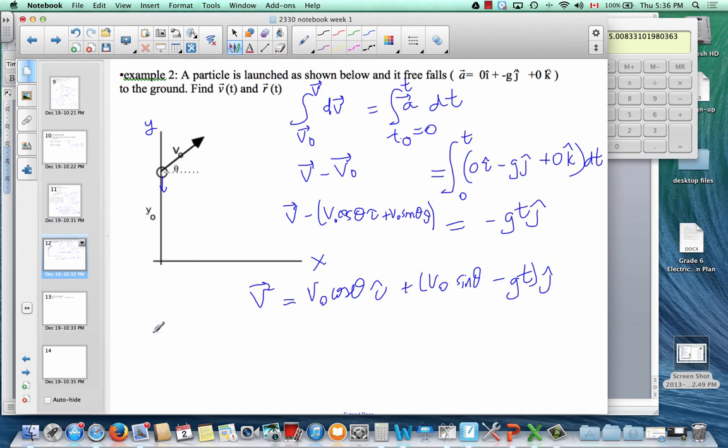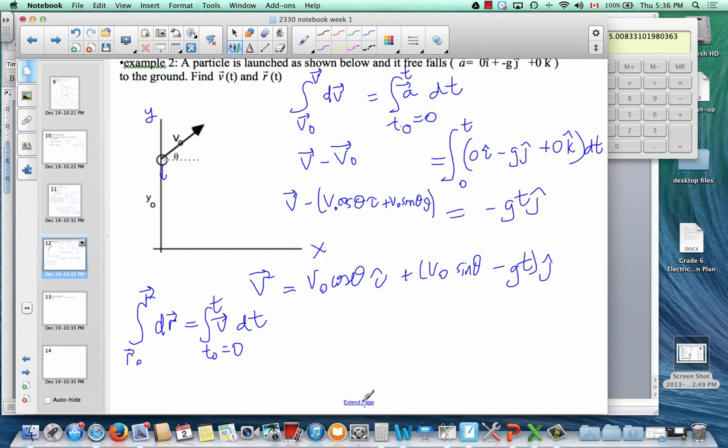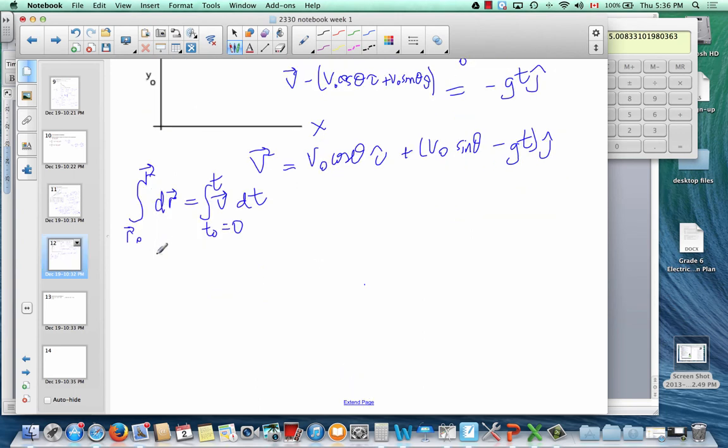Now, we can integrate one more time because dr is v dt, and we can integrate from our initial time, which is 0. And this side, this is an r integral, so we're going to integrate from our initial position to our final position, r. Now, the integral of dr is trivial. That's just r, and then you put in the upper and lower limits. So this is just r minus r naught, the initial position.